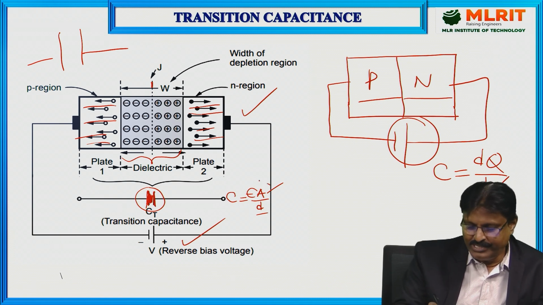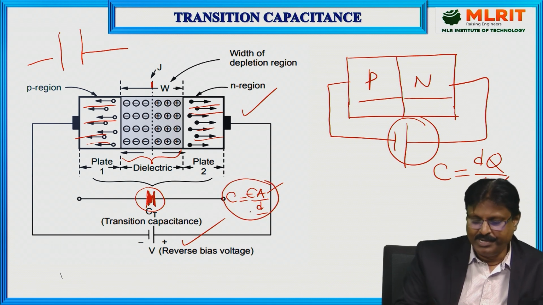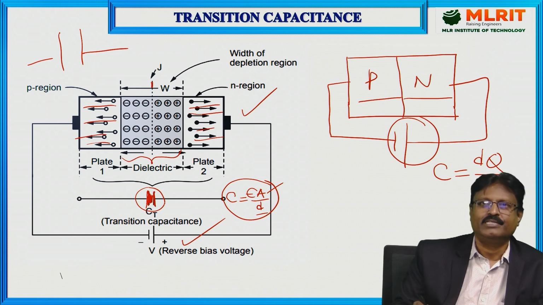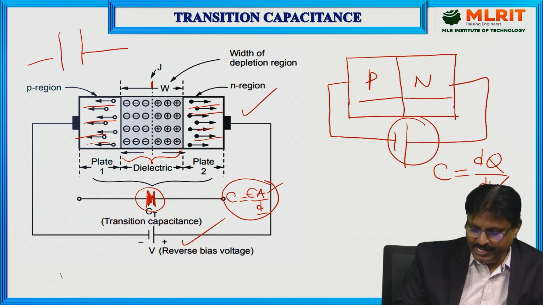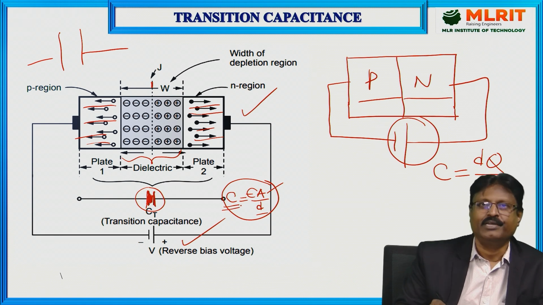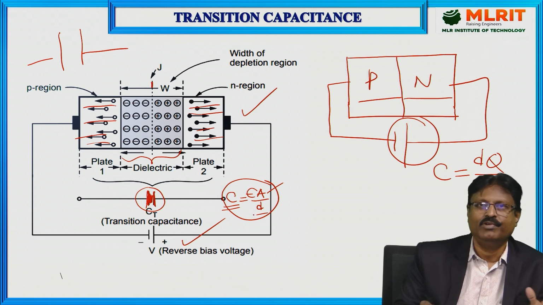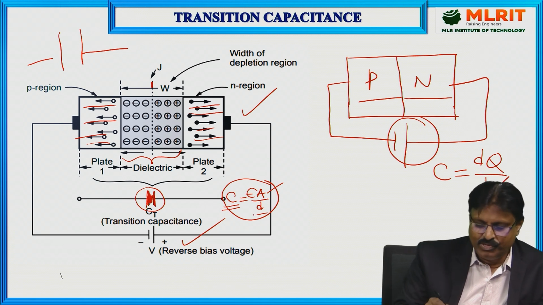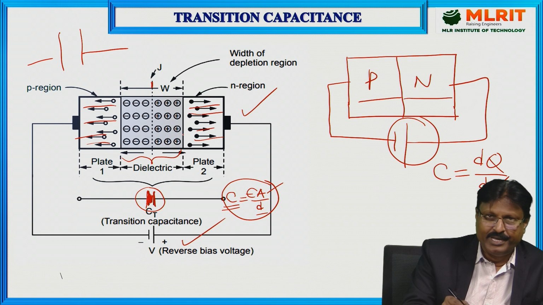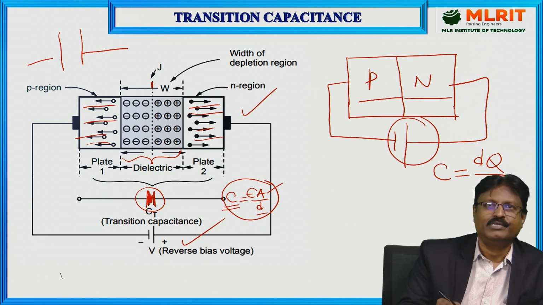The capacitance formula for a parallel plate capacitor is epsilon A by D. Once again, epsilon is the permittivity of the medium, A is the area of the plates, and D is the distance between the plates. Whenever D is increased, the capacitance will decrease, so the distance between the plates and the capacitance are inversely proportional. So our diode under reverse bias is behaving like a parallel plate capacitor.